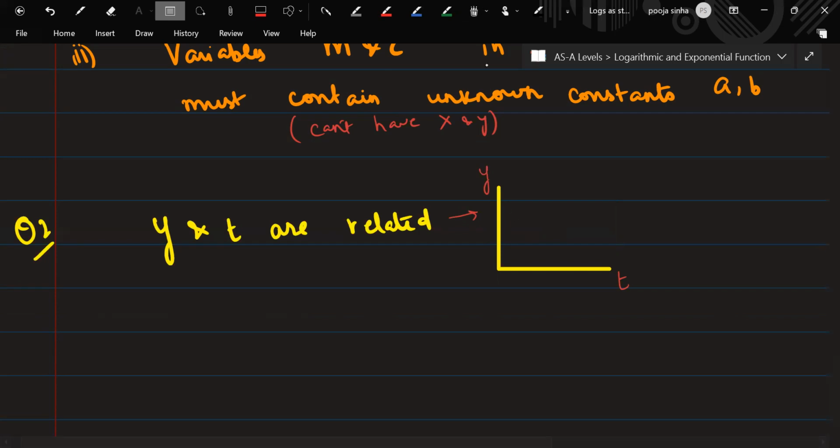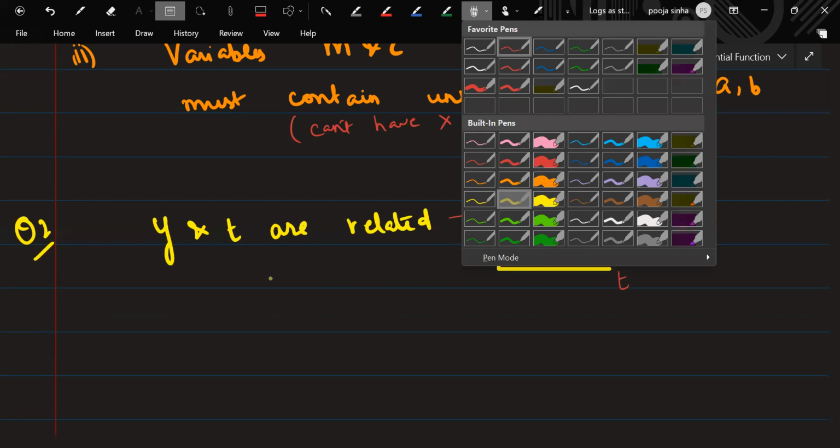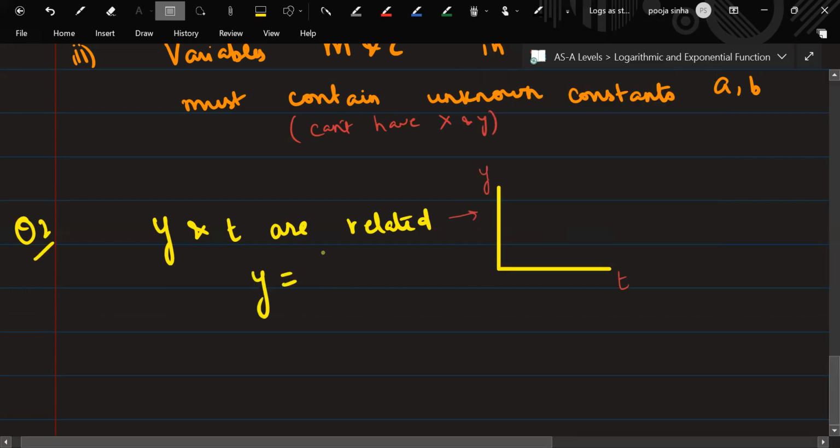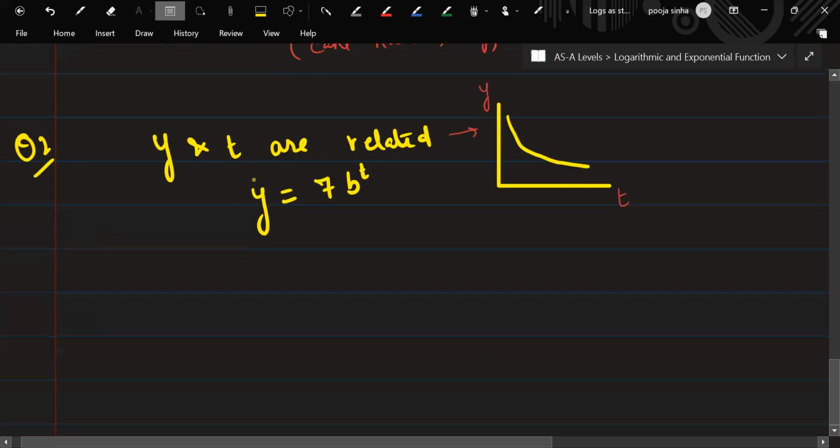I'll write the equation. The equation which is given to you is y is equal to 7 b raised to power t. Okay? So obviously, looking at this, I can see that it is going to be a curve. It's going to be an exponential curve because it is b raised to power t. There is an exponent here. T is an exponent. So you are going to get a curve, something like this. Okay, just an assumption. But what are we asked? Y and t are related, and we are asked to transform into a linear relationship.